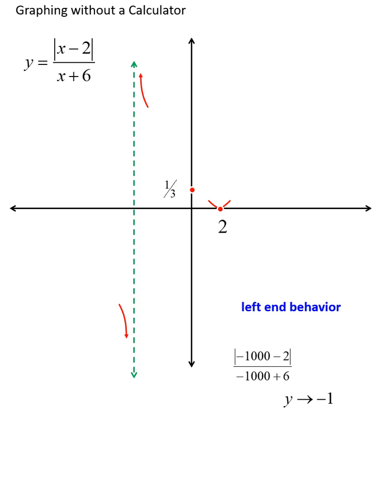This graph contains a point, negative 1,000, comma, something very close to negative 1. And if you were to plot that point, you would be convinced that as x approaches negative infinity, the graph, or the y values, are approaching negative 1. And I've shown that graphically here.